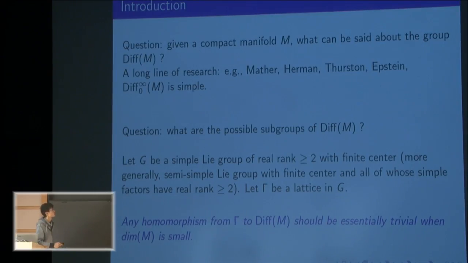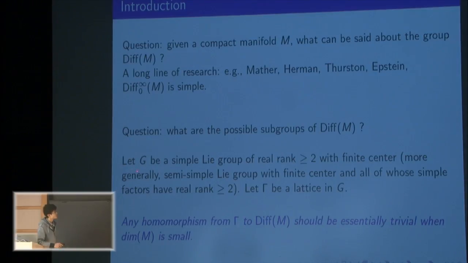There's a long line of research. For example, we just mention a result of Mather, Herman, and Thurston, Epstein. They show that the identity component of this C-infinity diffeomorphism group is simple. We can also ask what are the possible subgroups of the diffeomorphism group of M. So Zimmer's conjecture concerns the following groups.